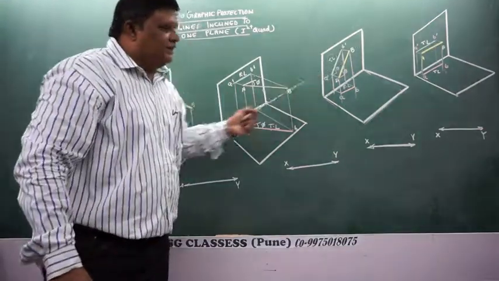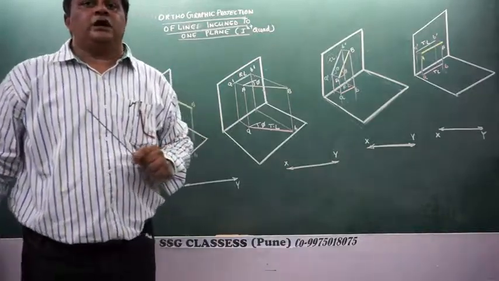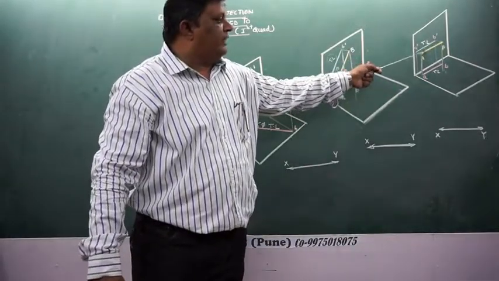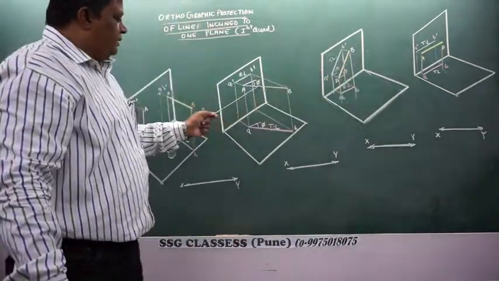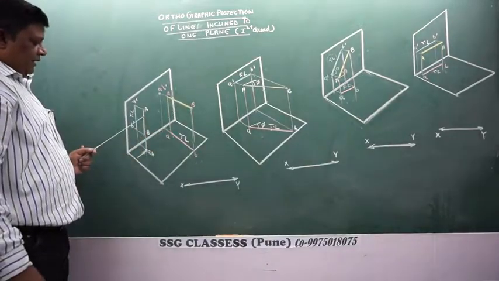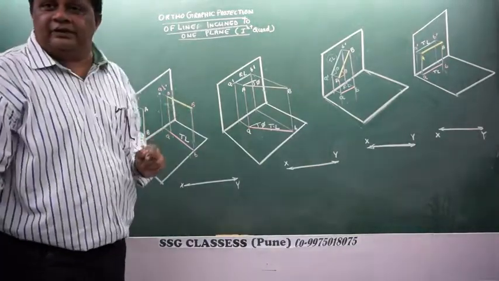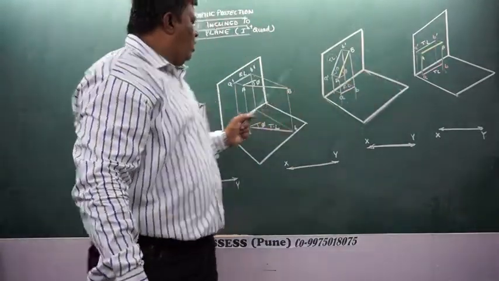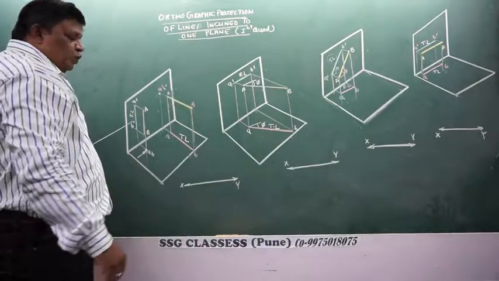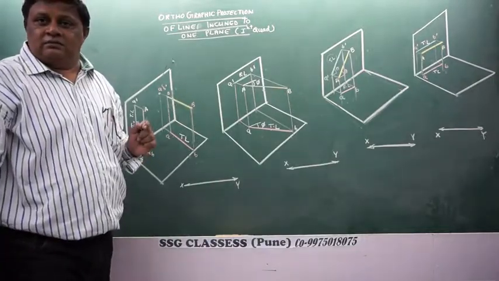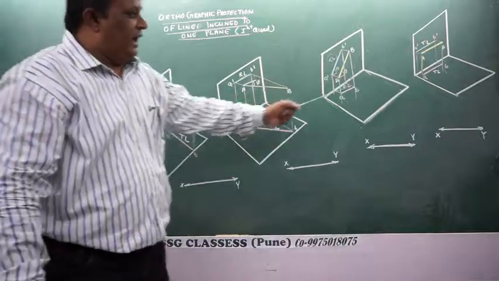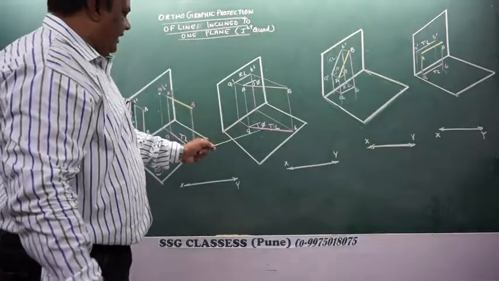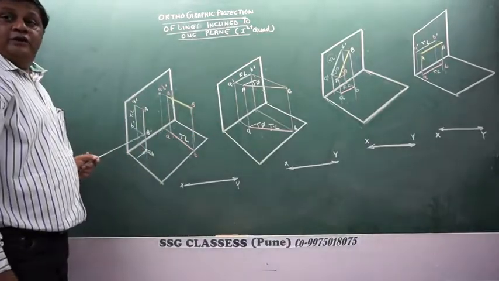By looking at all these things, I can draw a very important conclusion, and that is, if a line is parallel to some reference plane, I repeat, if a line is parallel to some reference plane, then the view on that reference plane will always be of true length. I again repeat, if a line is parallel to some reference plane, then the view on that reference plane will always be of true length.